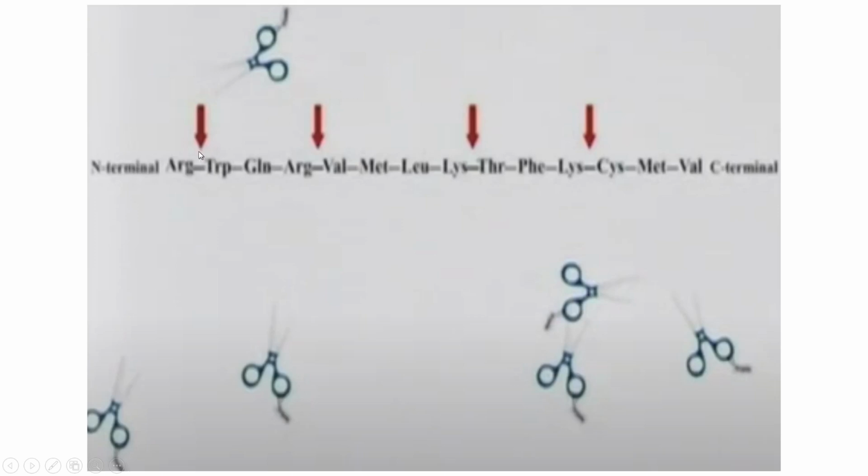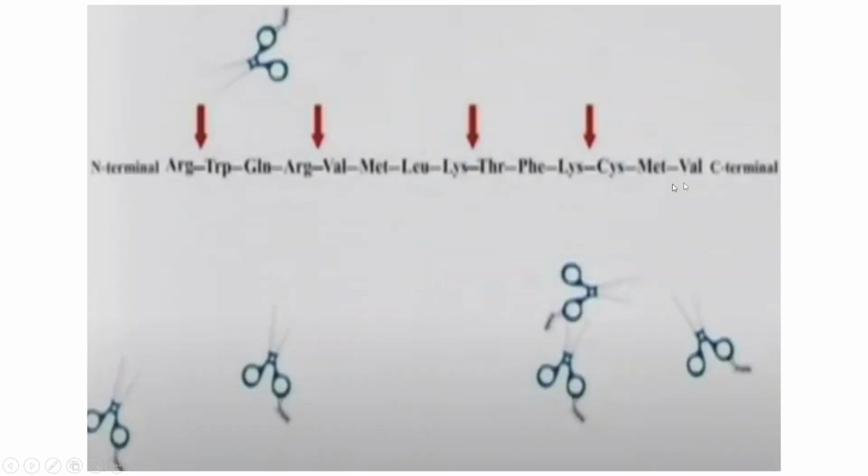Then you will do trypsin digestion. So this is the N terminal, this is the C terminal. After arginine this specific bond will break, and this will break after lysine. If there is no proline after that, all this will be digested, and you will get these fragments for this specific protein.